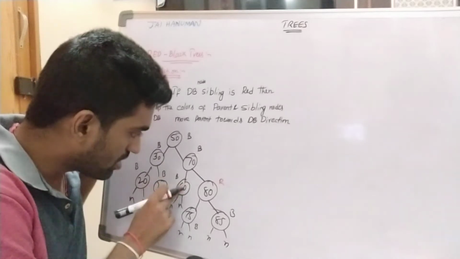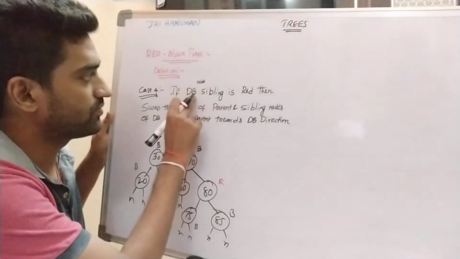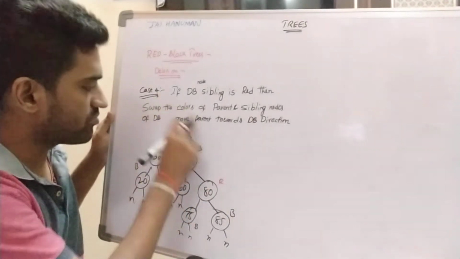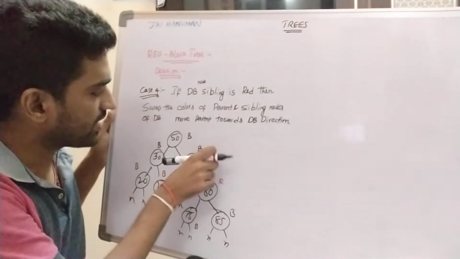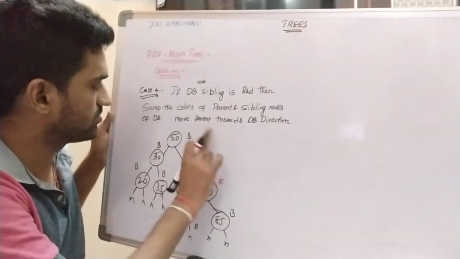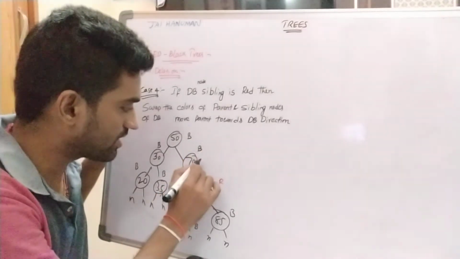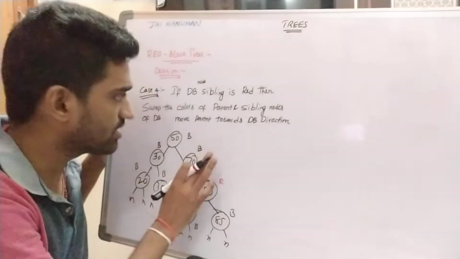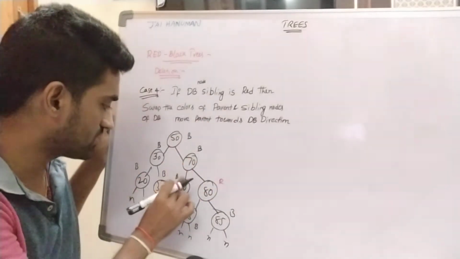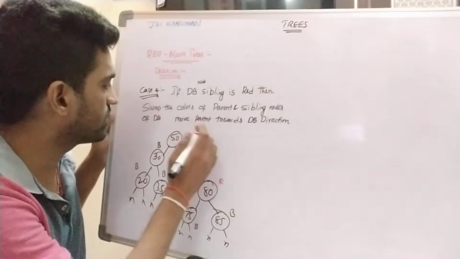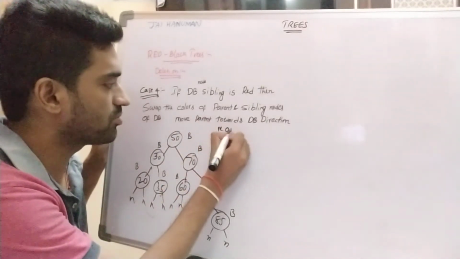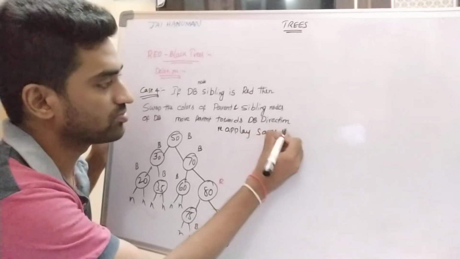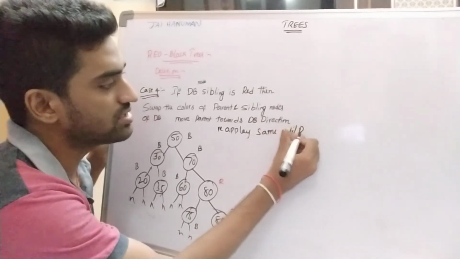So if double block node sibling is red, what are we doing? Swap the colors of parent and sibling, right? Then parent moves towards DB direction. Then we reapply the same cases until DB is removed.